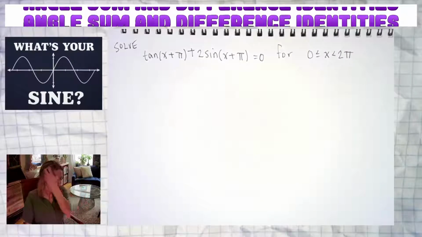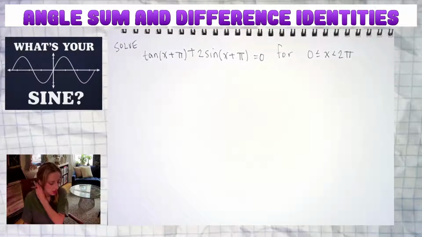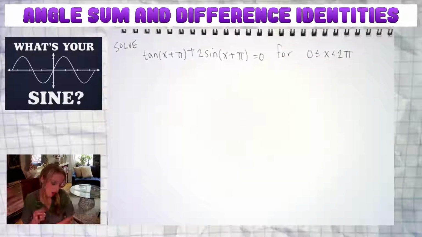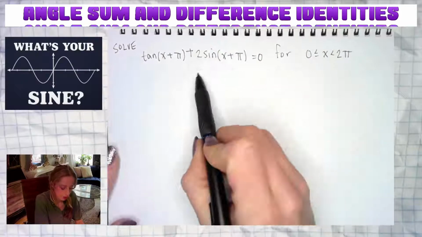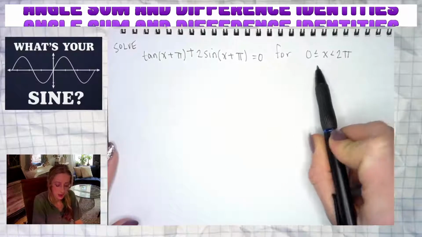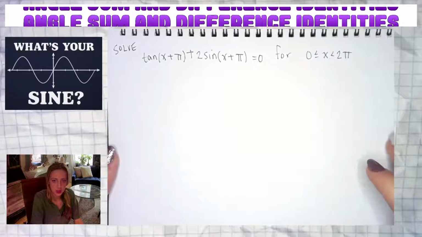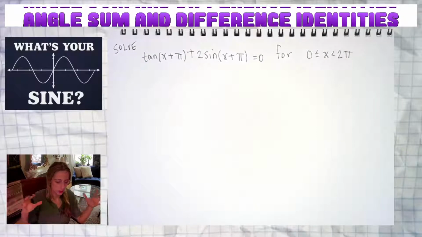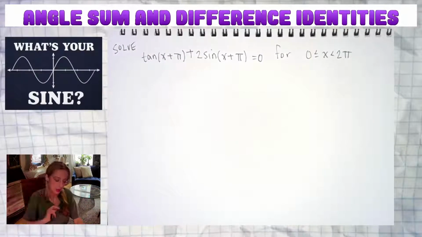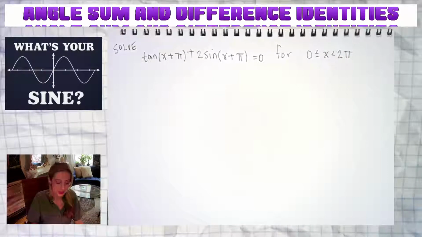Hi everybody. In this video we are going to solve the following equation: tangent of (x plus pi) plus 2 sine of (x plus pi) equals 0, for x between 0 and 2 pi. This falls underneath the unit or topic that we're working on with angle sum and difference identities. So that means that we are going to be using angle sum and difference identities.